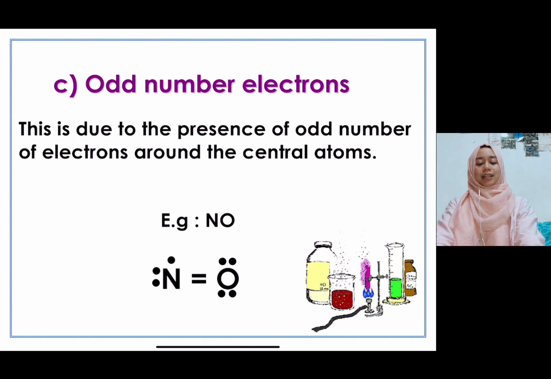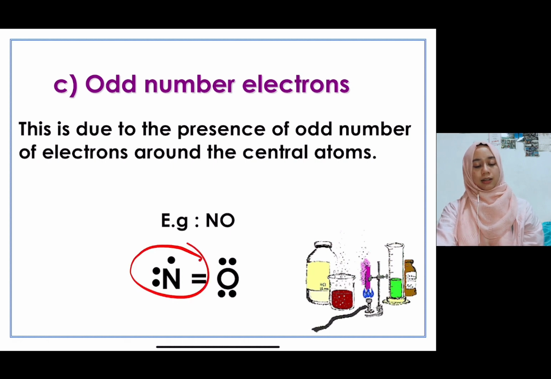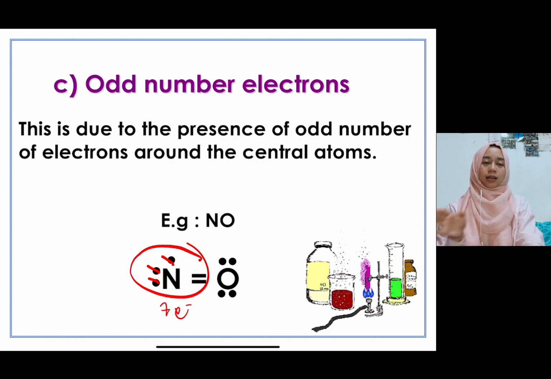So next, last we look at odd number electrons. Odd number electrons are due to the presence of an odd number of electrons around the central atom. There are not many examples actually, but usually it involves nitrogen. Okay, so as you can see, around this nitrogen, how many electrons are there? There is 1, 1, 2, 3. Okay, 3. And then it has 2 bonds. 2 bonds means there are 4 there. So the total here is 7 electrons. So again, it does not achieve an octet. Okay, but this is an exception to the octet rule. Therefore, this is also accepted despite it having 7 electrons there.